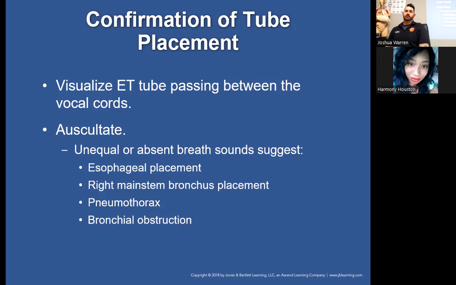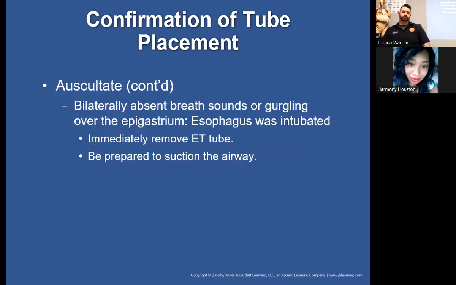Okay, so it's too deep, right? Careful, don't go too deep. If you go too deep, you're only going to inflate the right lung. The left lung needs it too. What you got, sir? So with right main stem and pneumothorax, no, it's that. It's not this. Go back.